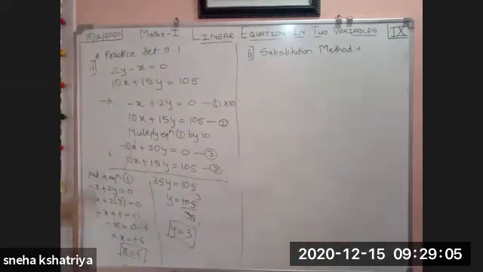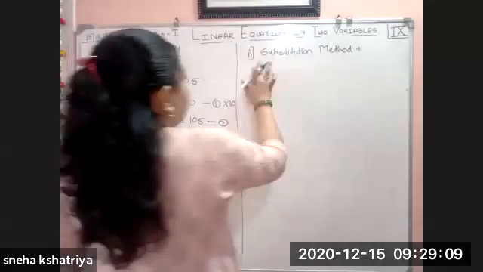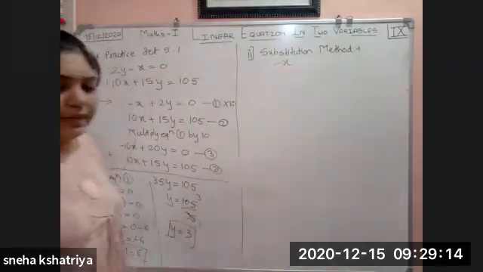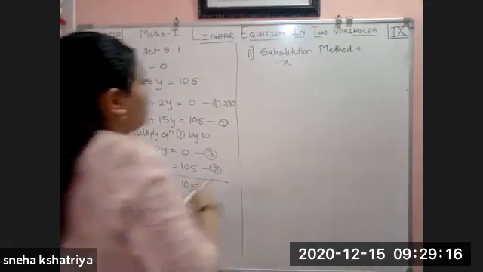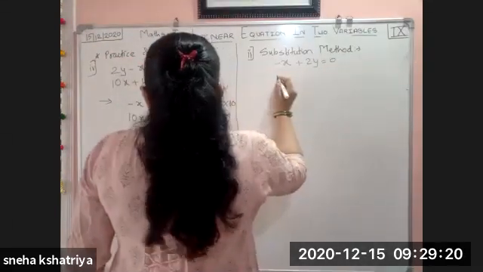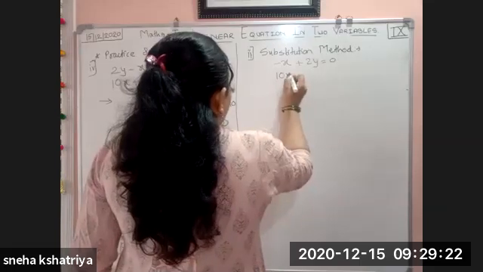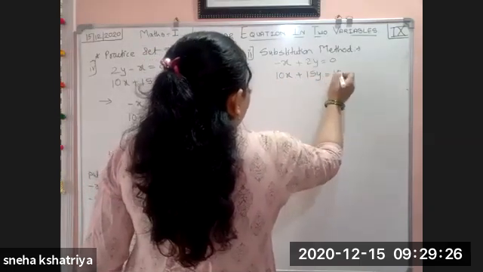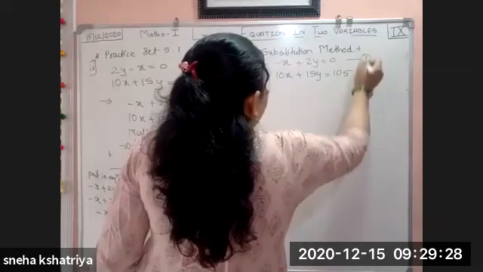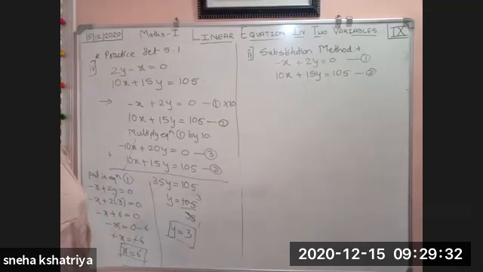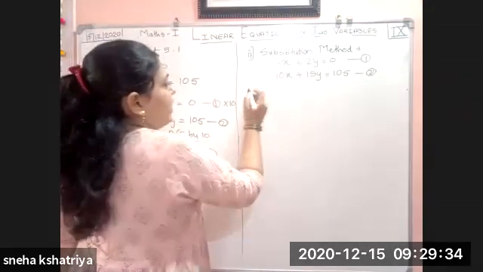Now the same example we are going to see by the substitution method. Write down the example: minus x plus 2y is equal to 0, and 10x plus 15y is equal to 105. This is equation 1. This is equation 2. Now from equation 1 we will get the value of x.